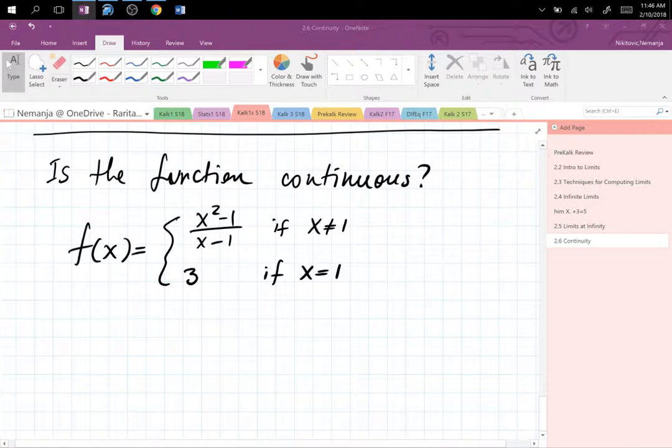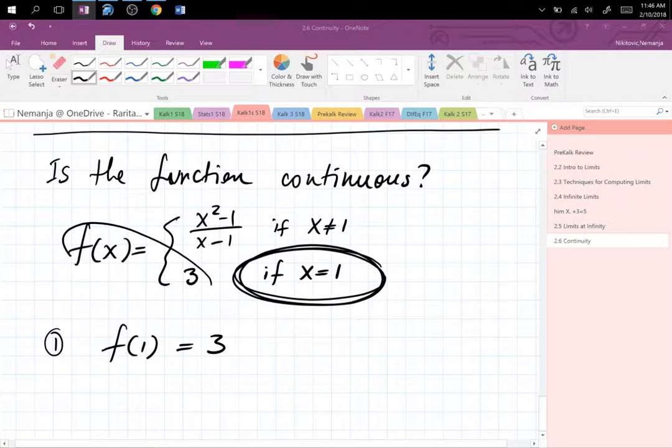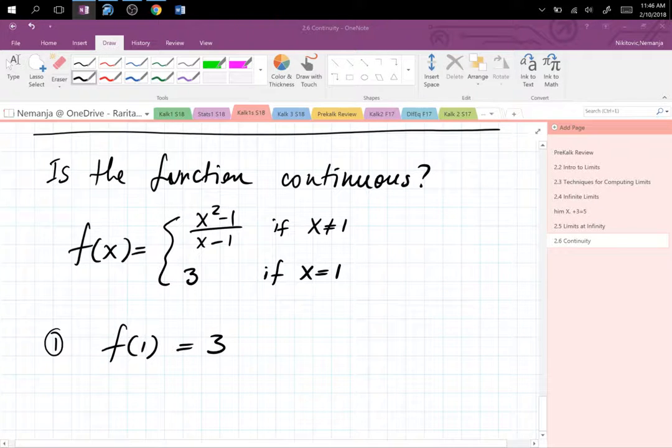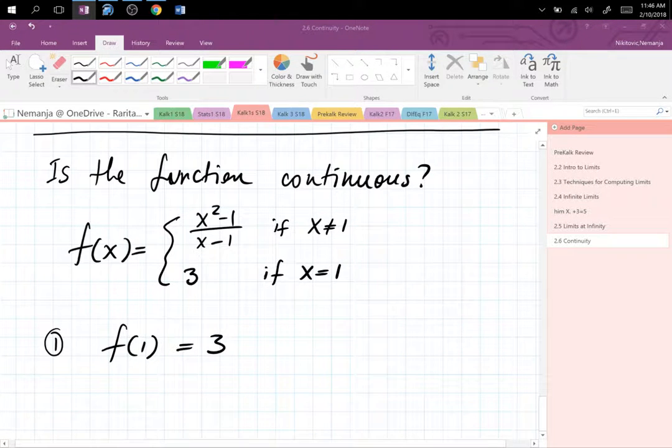Anyway. So let's take a look at this. Rule number 1 is, what's f of 1? Well, f of 1 is 3. That's the second line. If x is equal to 1, y value is 3. I'll circle it one more time, everyone. If x is equal to 1, y value is 3. Perfect. Rule number 1, pass.